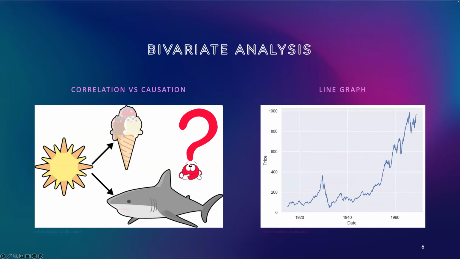Another type that is quite used, especially in the context of time series, are the line graphs. And this is comparing variables over time. This helps in identifying trends, cycles, and patterns that appear in the interaction of these variables over a specific period of time. So if you look here on this graph, you can see the price varying from the 1910s until probably the 70s.